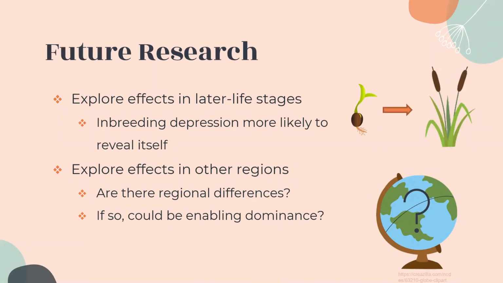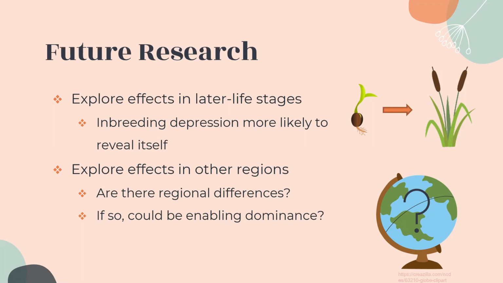So using what we know based on my data, where should we go from here? A really great place to start would be to explore the presence and magnitude of inbreeding depression in those later life stages. So grow the plants to a mature stage and use the plant height and biomass as predictors of fitness and compare those in the inbred and outcrossed individuals. This is important to do because evidence points to the majority of self-fertilizing plants typically displaying inbreeding depression in later life stages.